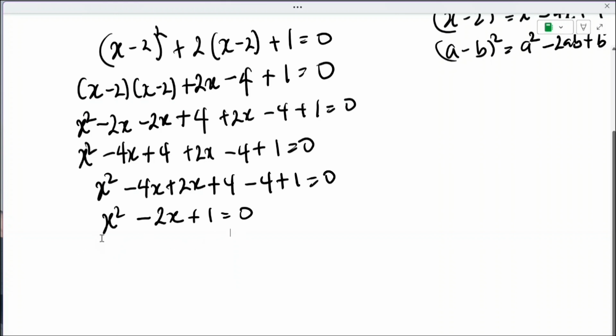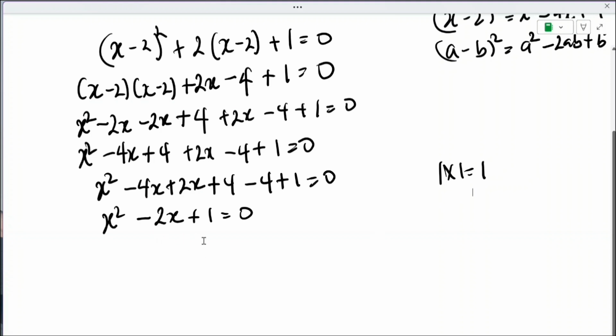Since the coefficient of x squared is 1, it's quite easy. You just need to concentrate on the constant and the coefficient of x. The coefficient of x is negative 2. The constant is 1. So you have to look for two numbers that will multiply to get the constant. 1 times 1 will give you 1, and when you add the two of them together, you get negative 2, not just 2.